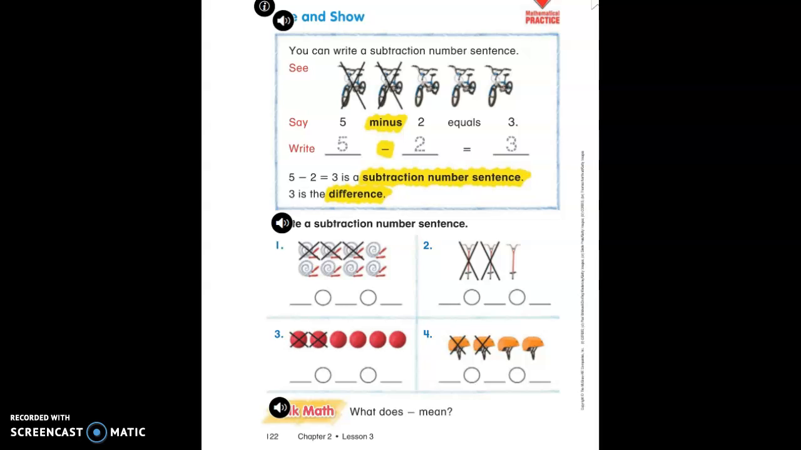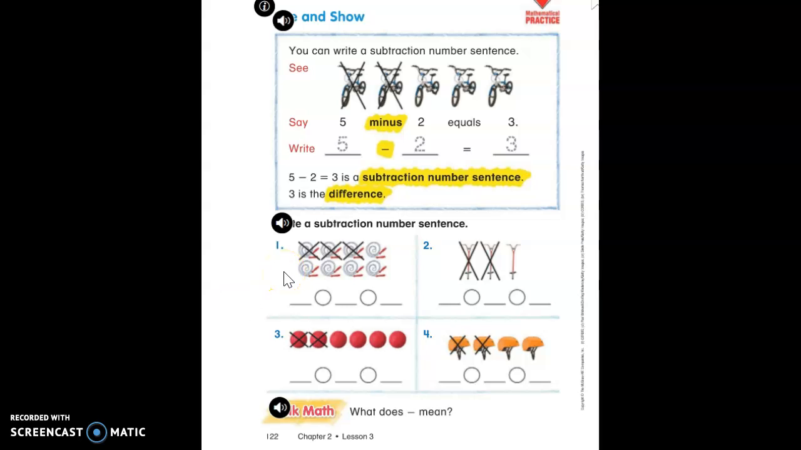All right, we're on the See and Show page. So at the top you can see that we have a subtraction number sentence. We say that there are 5 bikes total. And then we take away 2, which they've X'd off, equals 3. 5 minus 2 equals 3. 5 take away 2 equals 3 is a subtraction number sentence. 3 is called the difference. And that's what we were learning in that last video that we watched.